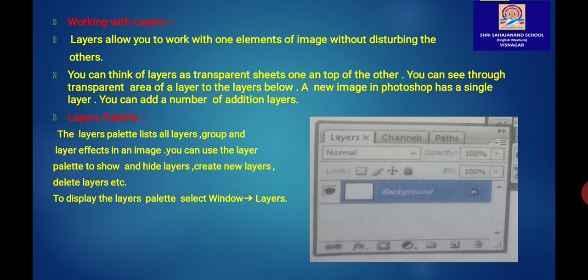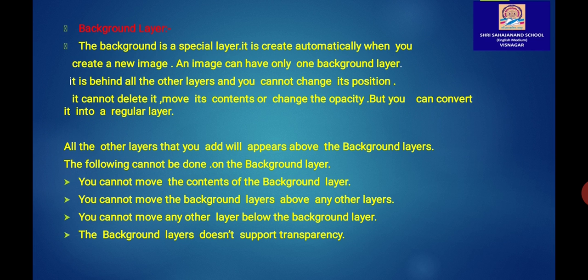Now, layers palette. The layers palette lists all layers, groups and layer effects in an image. You can use the layers palette to show and hide layers, create a new layer, delete a layer, etc. To display the layers palette, select Window, then Layers.